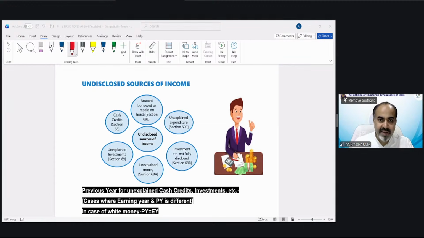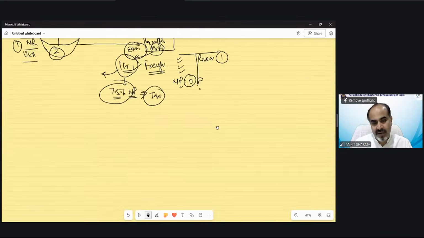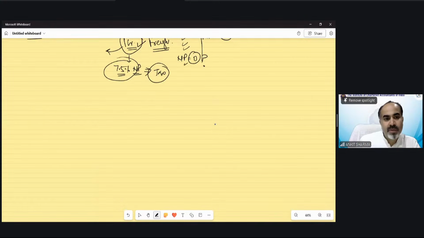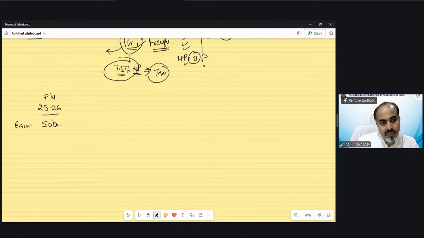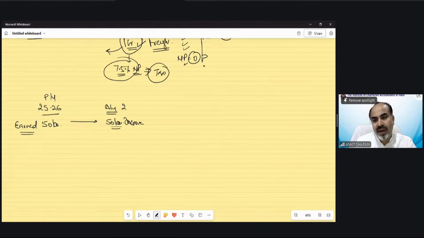So generally, when we have gone through the definition of previous year and assessment year, suppose in 25-26, previous year, you have earned 50 lakh rupees, and you have explained in the assessment year the full 50 lakh rupees as your income of the previous year, 25-26.